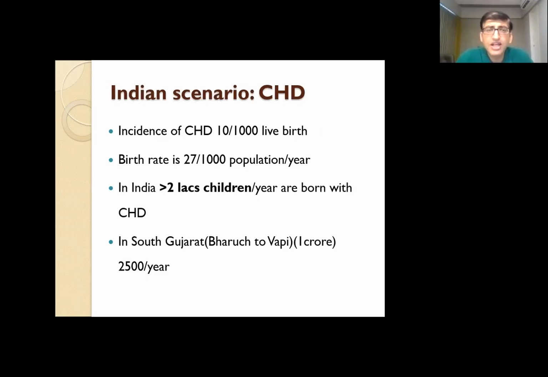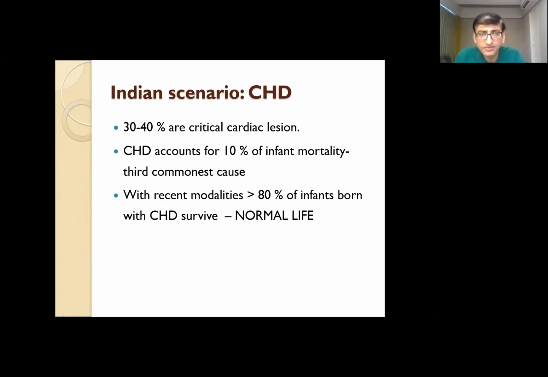If we talk about the Indian scenario, we have an incidence of congenital heart disease of 10 per 1,000 live births, and for a birth rate of 27 per 1,000 population per year, considering our population, every year more than 2 lakh children are born in our country with congenital heart disease. And if we talk only of our Surat and its draining area, for a population of around 1 crore, more than 2,500 children are born every year with congenital heart disease.